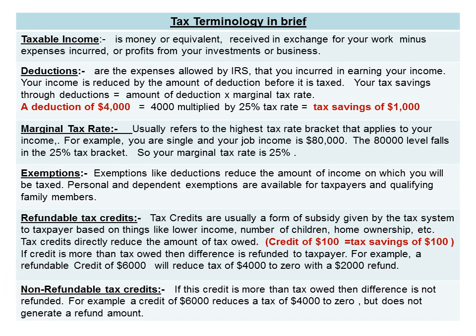Non-refundable tax credits. If this credit is more than tax owed, then the difference is not refunded. For example, a credit of $6,000 reduces a tax of $4,000 to zero, but does not generate a refund amount.